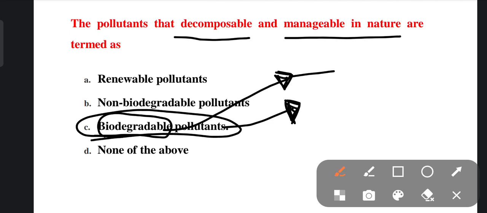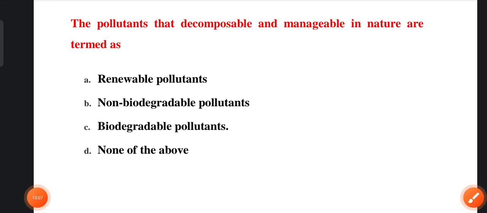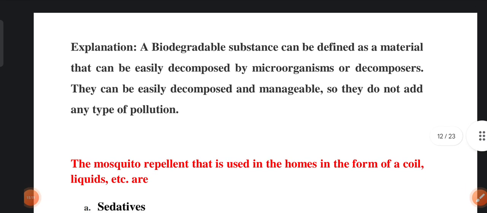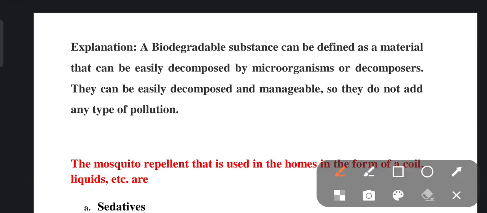Within a period, these pollutants can be mixed with the soil, but plastic and other chemicals which are not biodegradable are not mixed with the soil. Biodegradable substances can be defined as materials that can be easily decomposed by microorganisms.